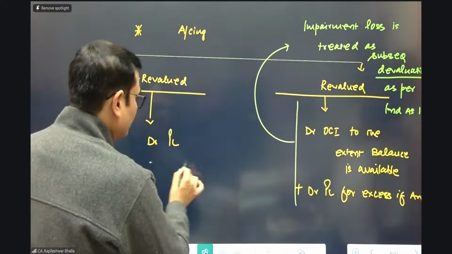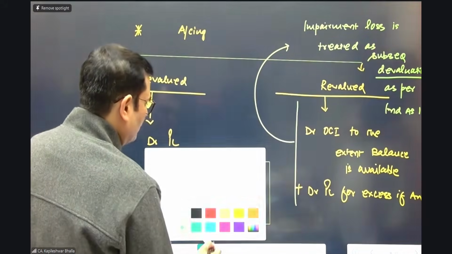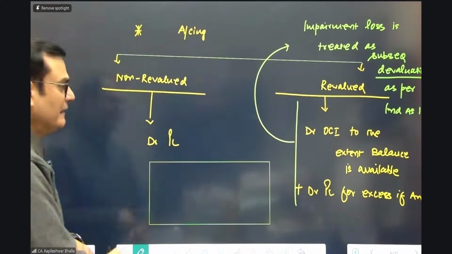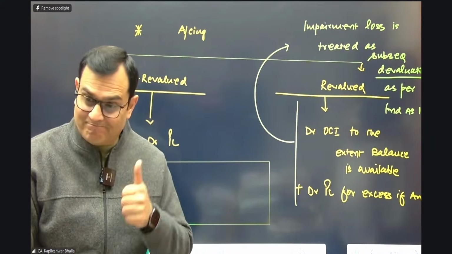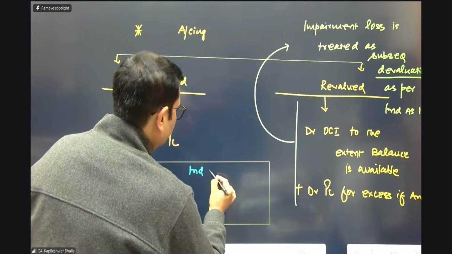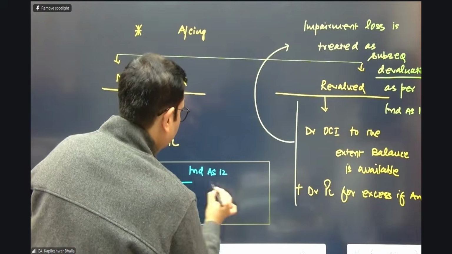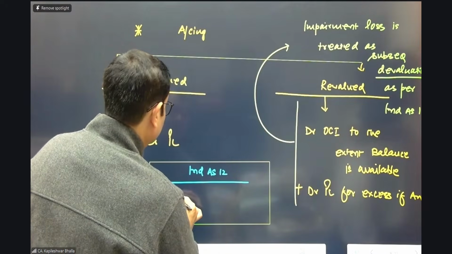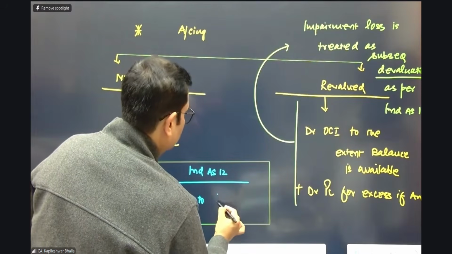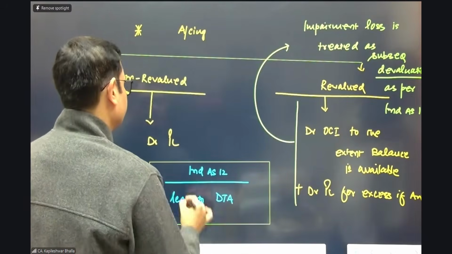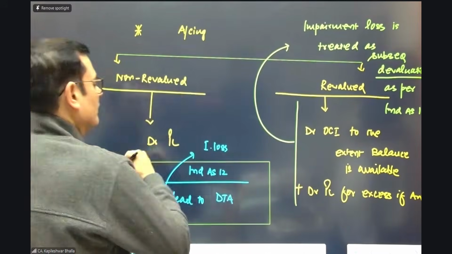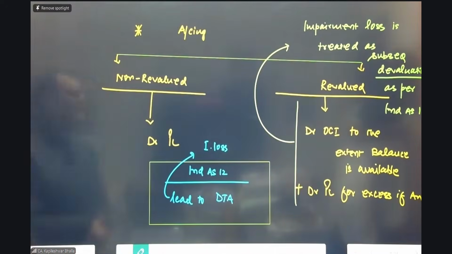Let's put a box out here. So impairment loss will result in what? Is it going to result in a DTA or a DTL? That's correct. So if you look at the implications in terms of Ind AS 12, we can say it will lead to a deferred tax asset. The impairment loss under this standard will lead to a creation of a DTA.